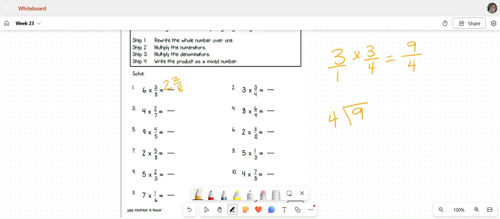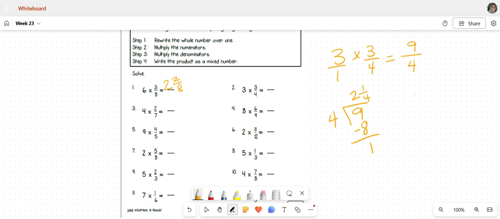Changing my improper fraction to a mixed number. 4 can go into 9 2 times. 4 times 2 is 8. Leaves me with 1. I'll make my remainder my numerator, my denominator stays the same. Okay, so that's one strategy.